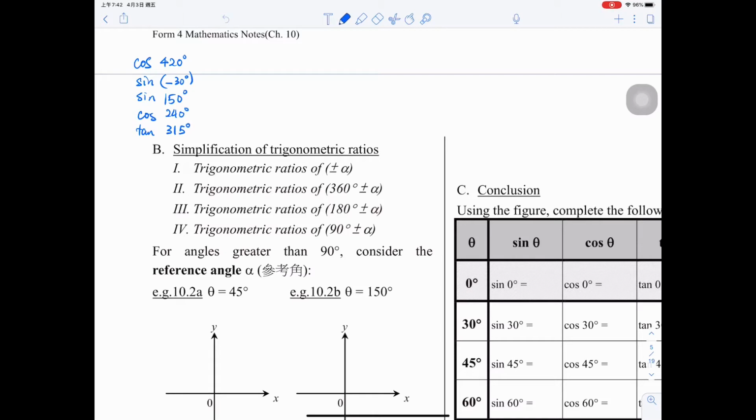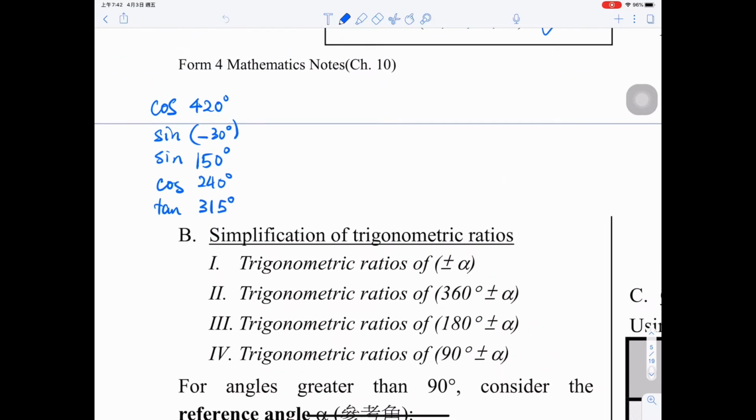When we talk about this section, that means now sine, cosine, tangent for certain sizes of angles, whatever the size, we still can find the trigonometric ratios. For example, cosine 440 degrees, sine negative 30 degrees, sine 150 degrees, cosine 240 degrees, and tangent 315 degrees. Before, in junior form, all angles were acute angles. And now, we can find the ratios for any angles.